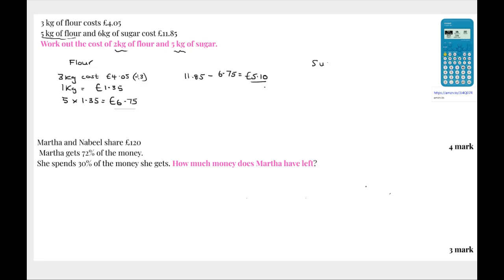Now we're going to work on the sugar, our final stage. So we know that 6 kilograms costs what's left over, which was £5.10. And we want to find 1 kilogram, so we're going to divide it by 6, using exactly the same method. So 1 kilogram is equal to 85p.